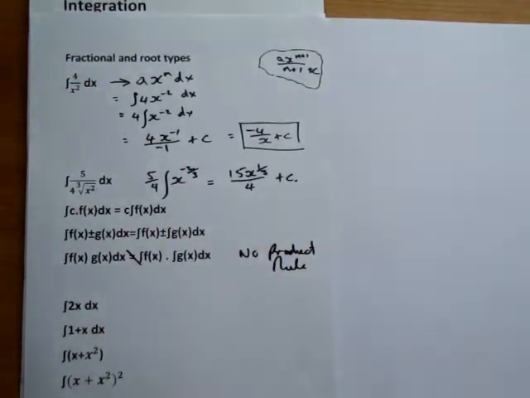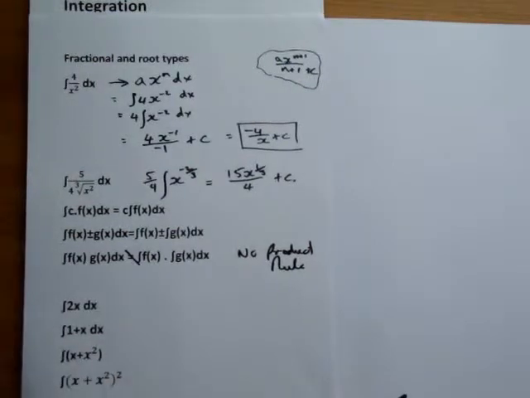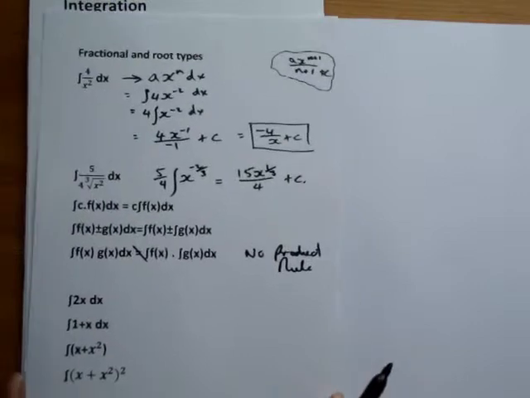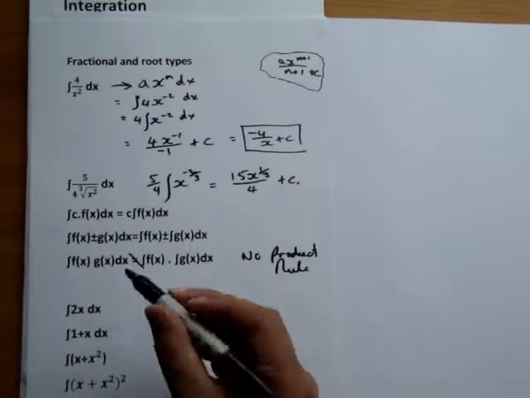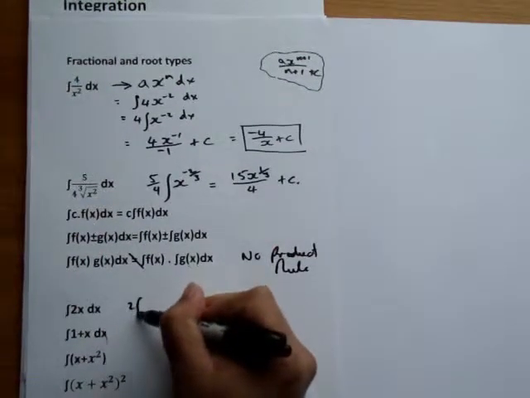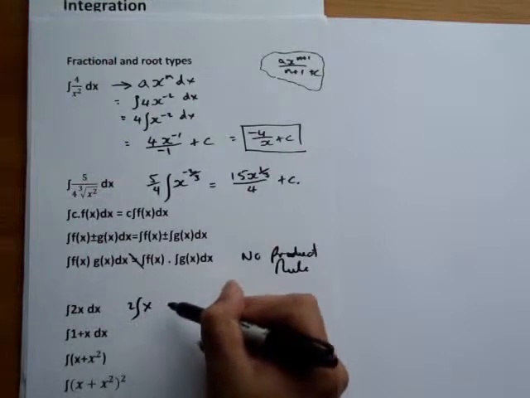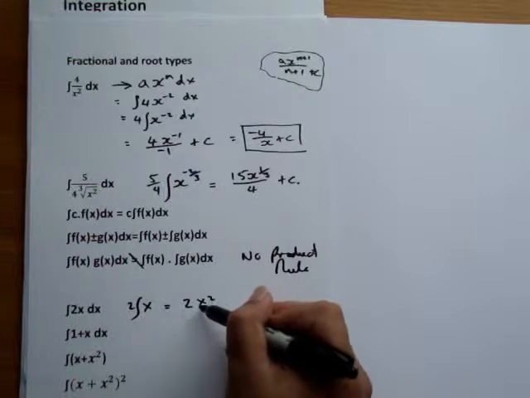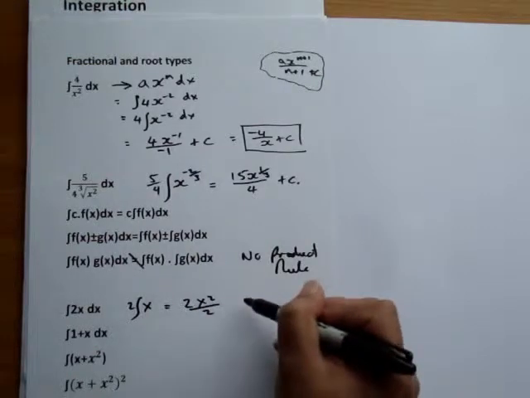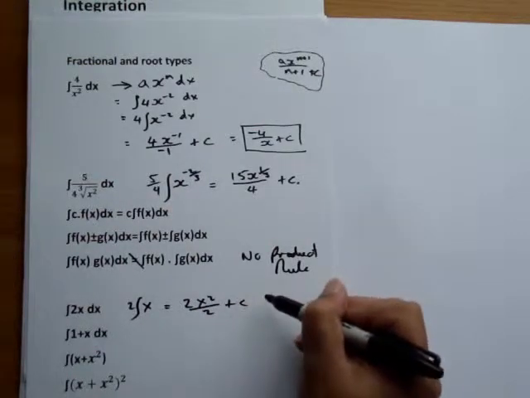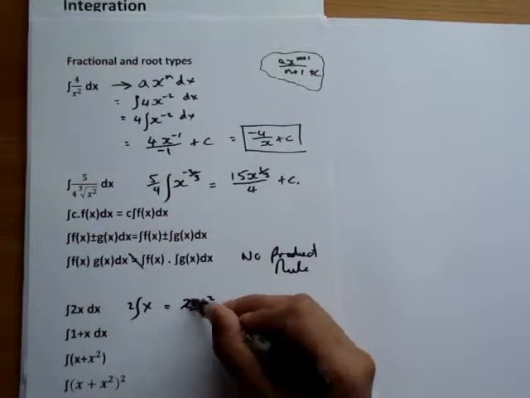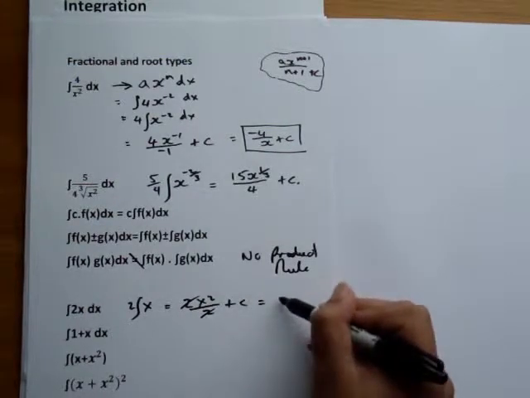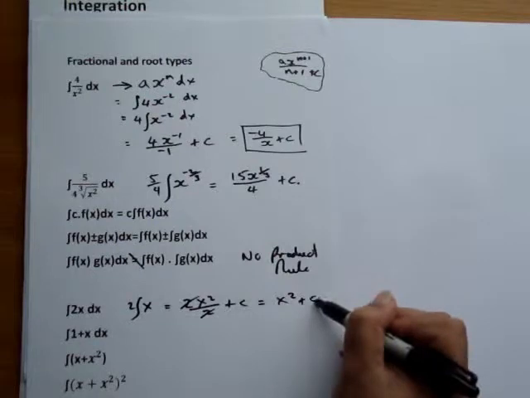So this does not equal that. Let's have a look at some quick examples. The integral of 2 dx: bring the 2 out, integral of x, this equals 2x squared over 2 plus c. The 2's cancel each other out, and that equals x squared plus c.